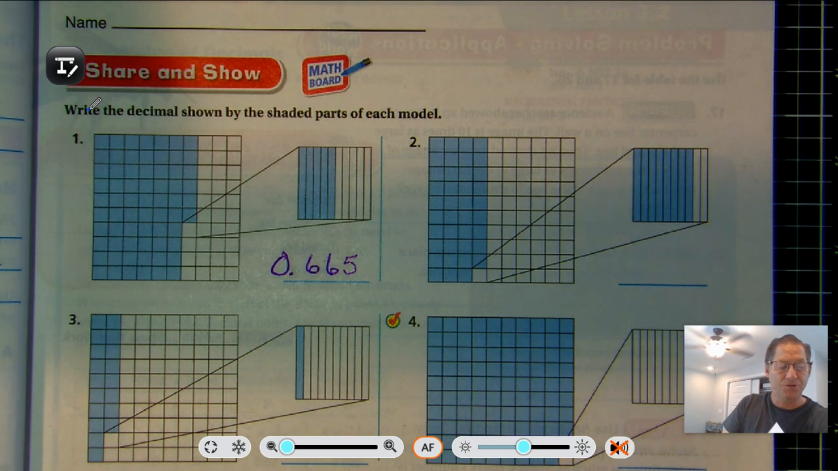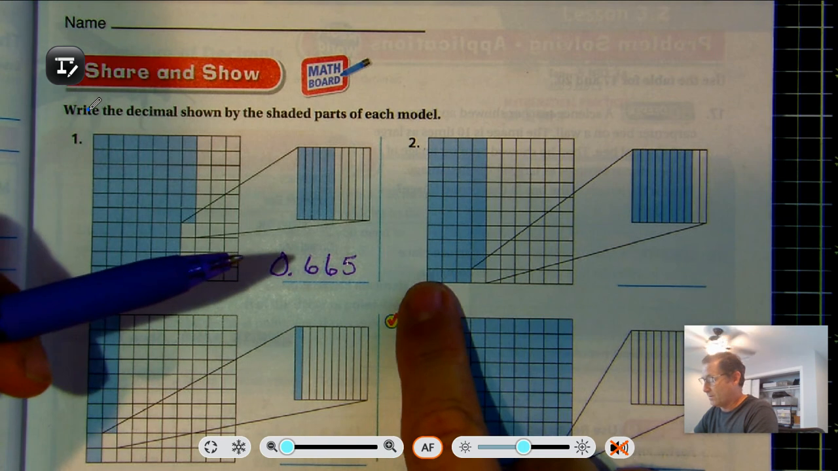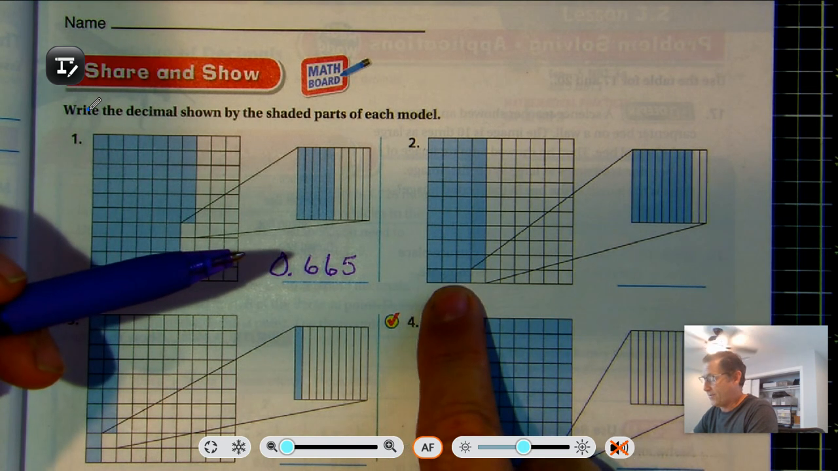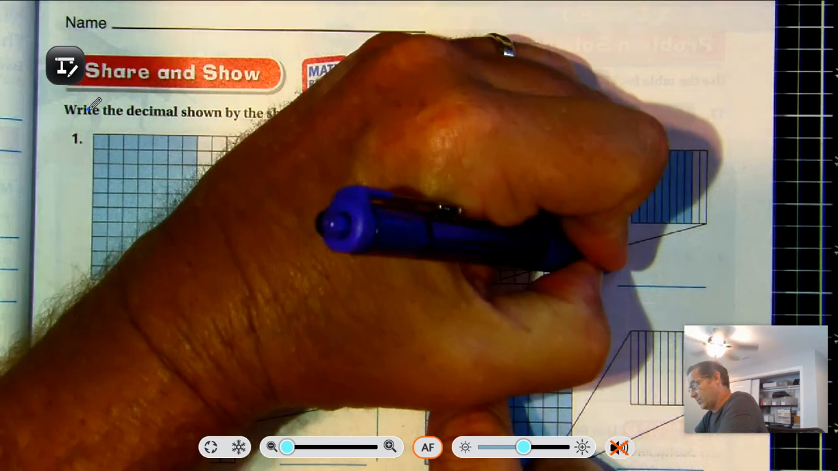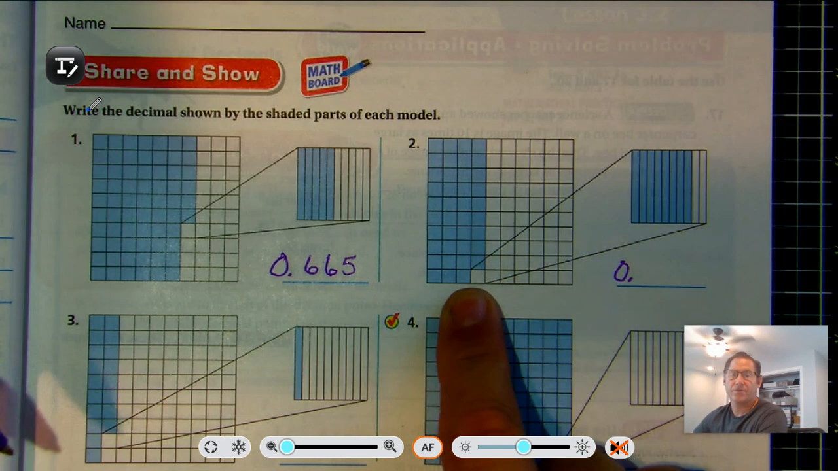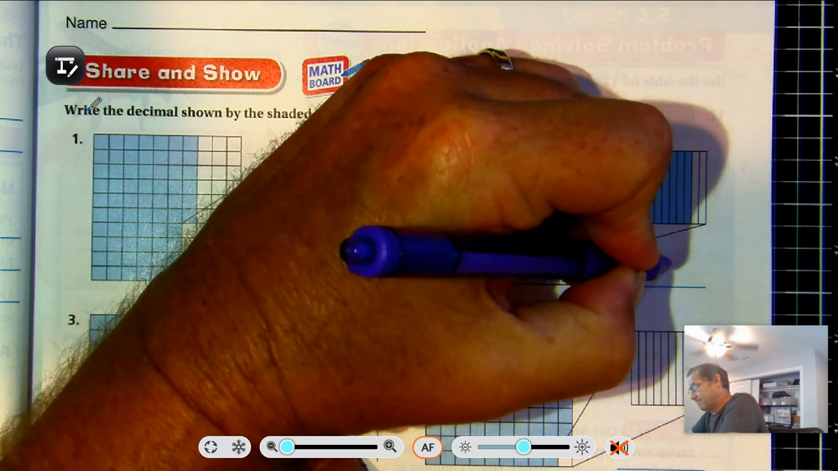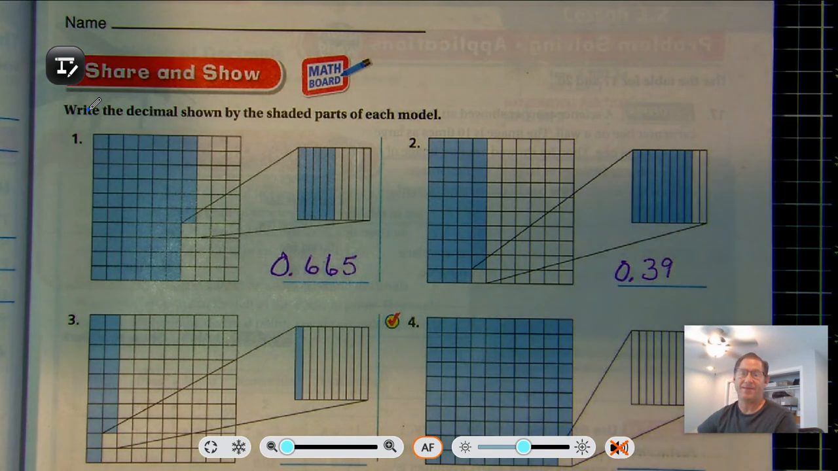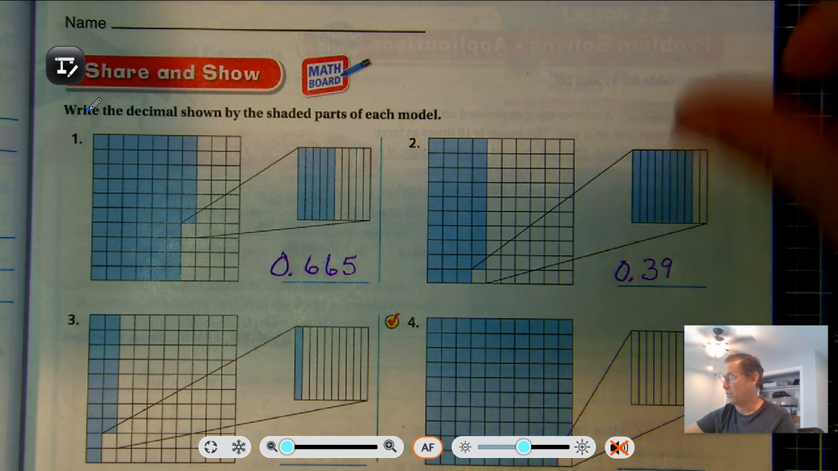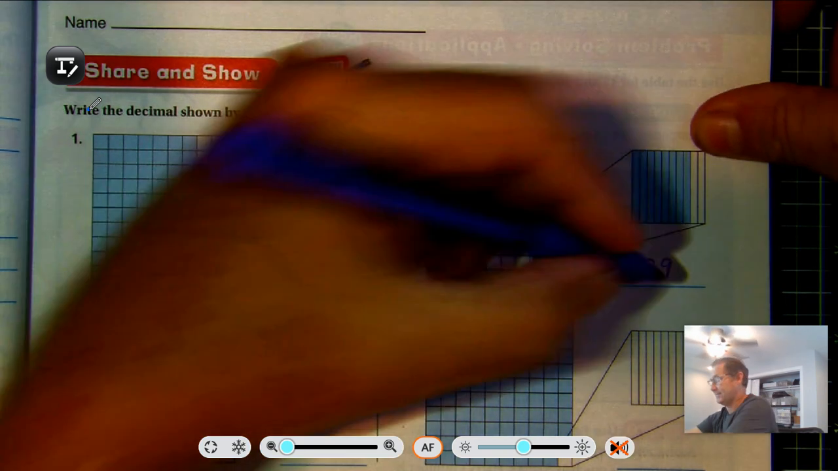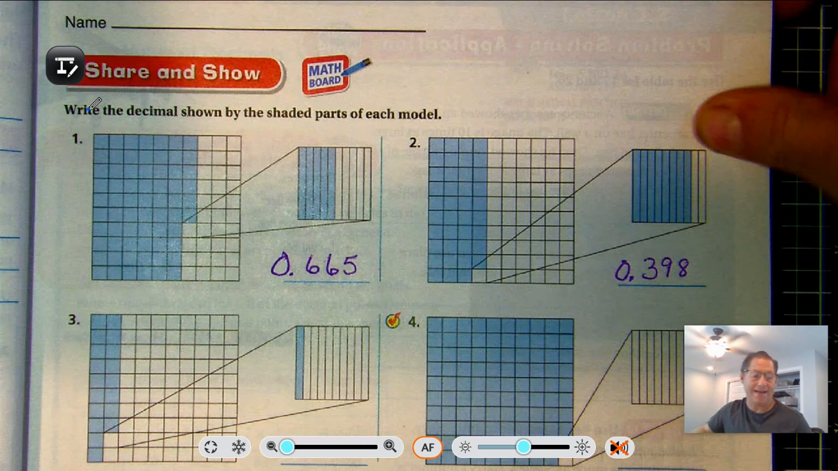Okay, let's look at number 2. So 10, 20, 30. Okay, so we're going to have 39. And how many are shaded in the thousandths place? Well, we have 8 out of the 10. So 3.98.